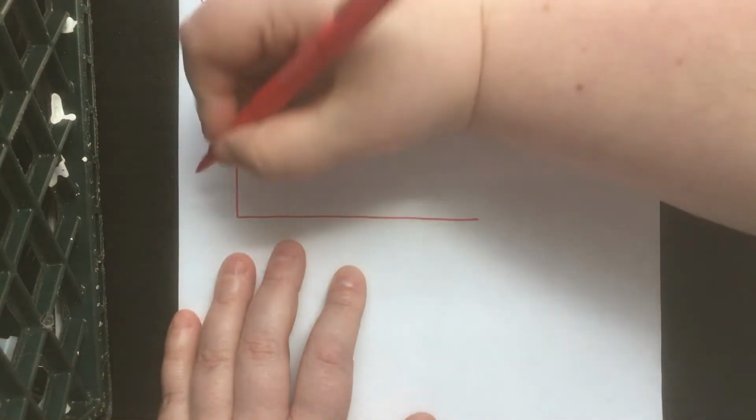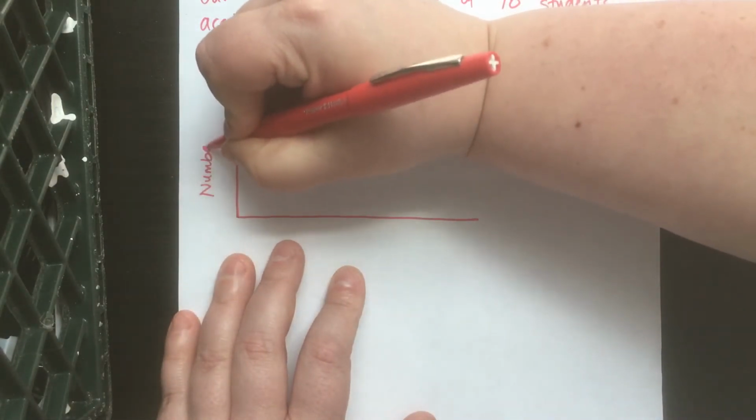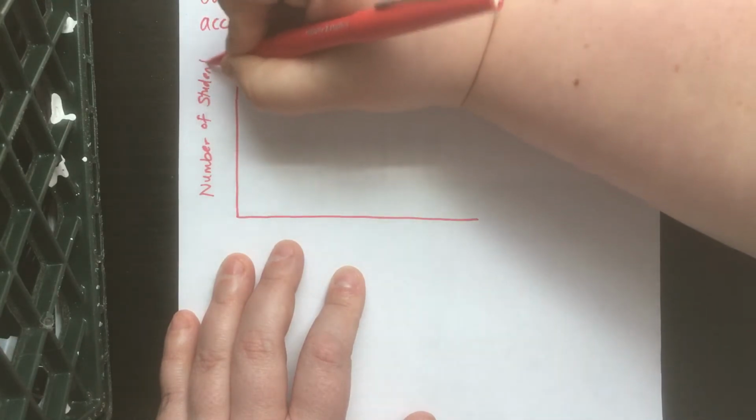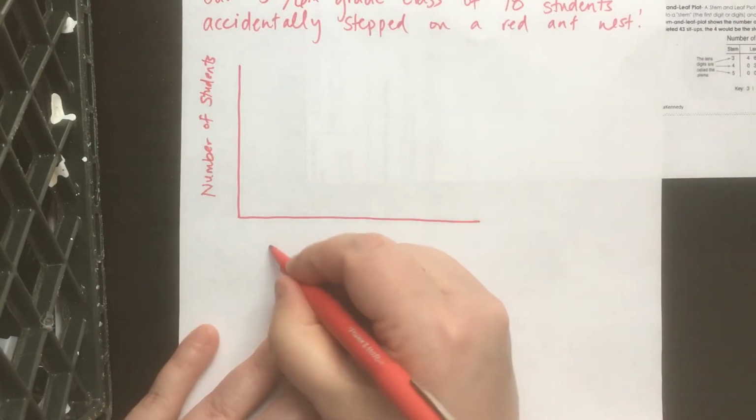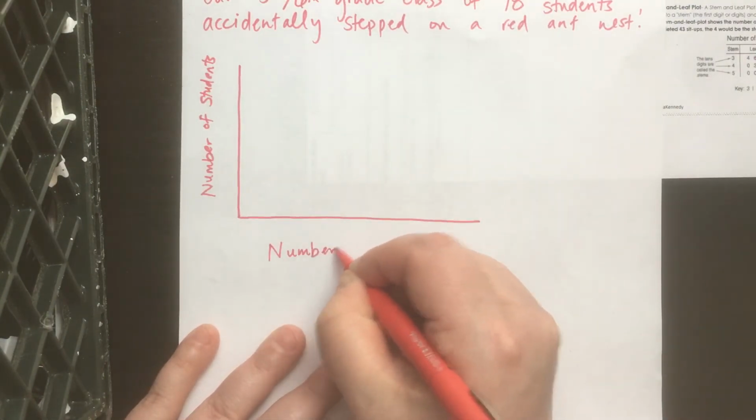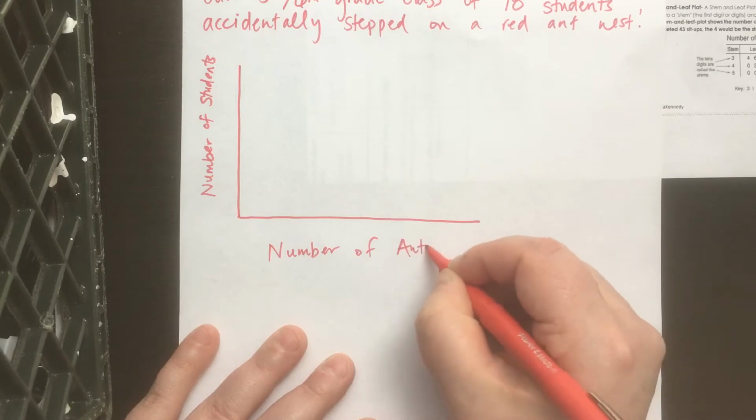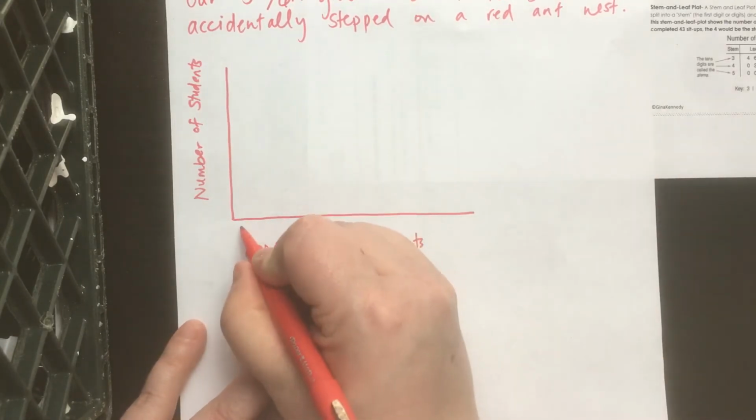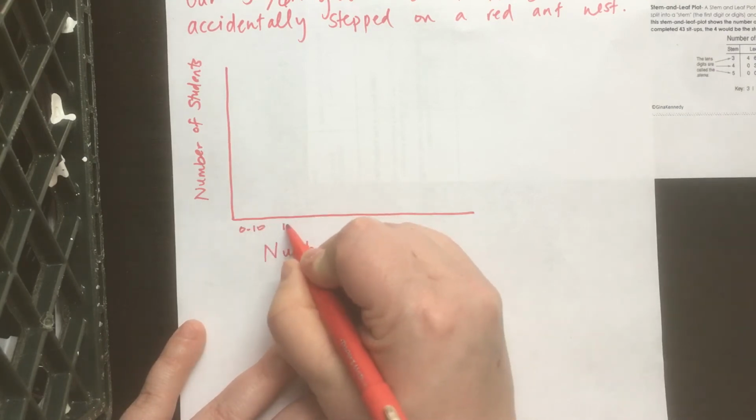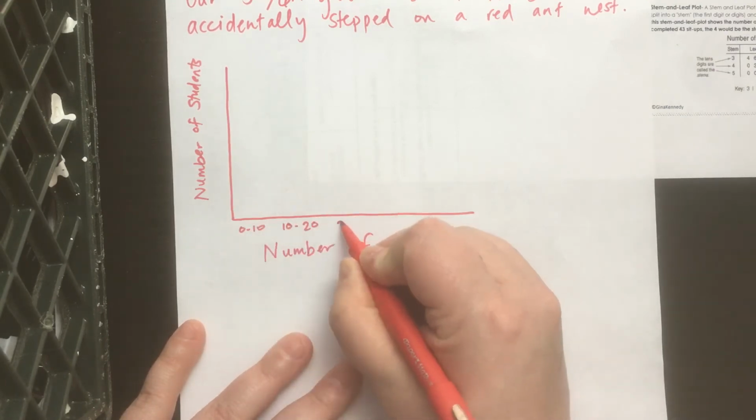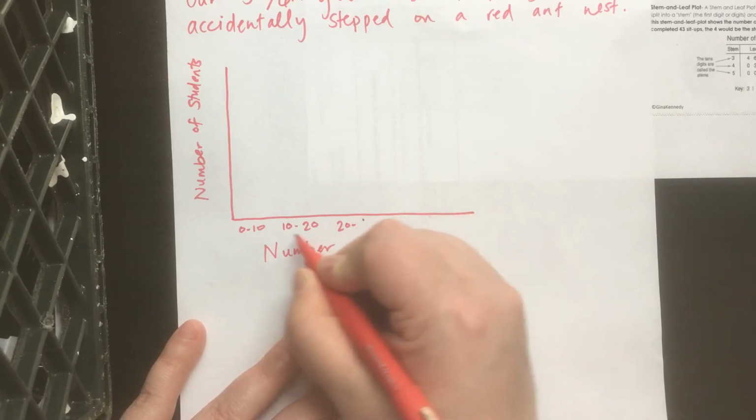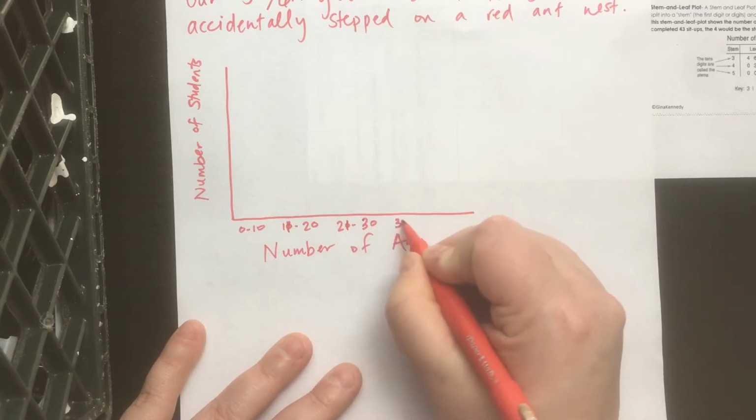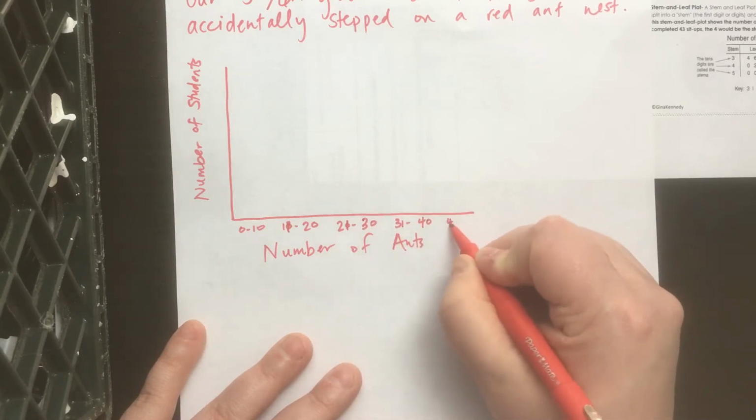So this side of my bar graph, I'm going to put number of students. And then on the bottom is going to be represented by the number of ants. Okay, and so maybe on my bar graph I put 0 to 10, 10 to 20, 20, oops, I would probably do 11 to 20, 21 to 30, 31 to 40, and 41 to 50.